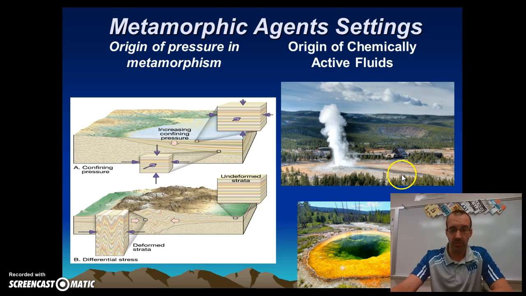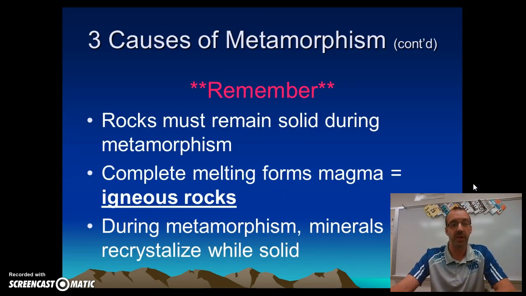Then over here to the right, what we have are a couple of pictures of Yellowstone National Park. Now this is an area that has very hot water. It's known for its geysers, its hot springs like you see in the bottom right, and this is an area that has a lot of chemically active fluids, so we have some of that metamorphism going on.